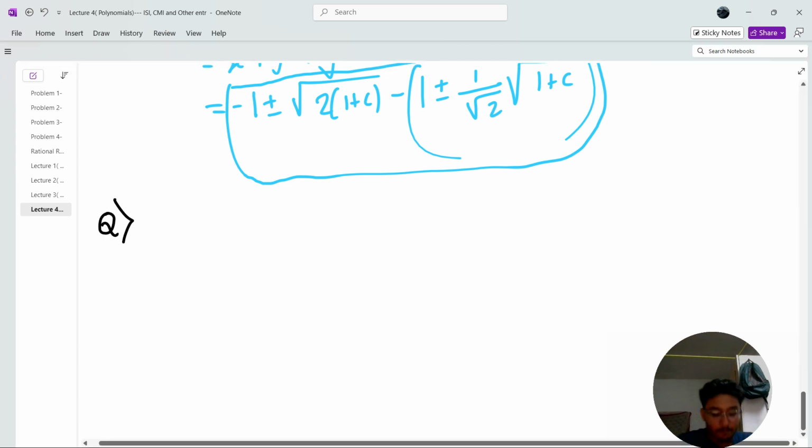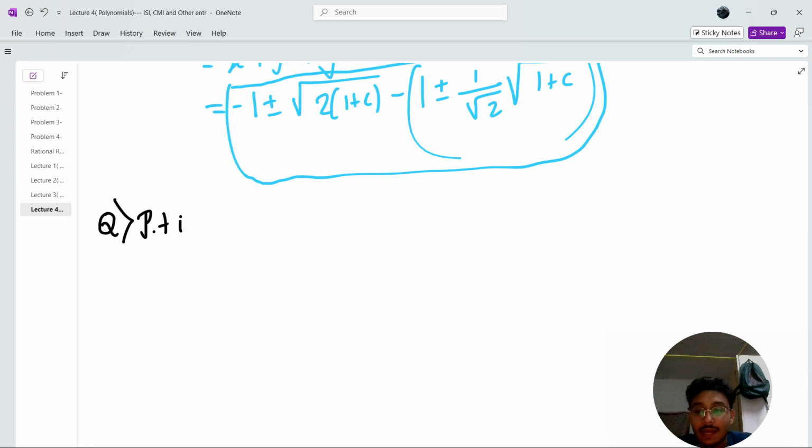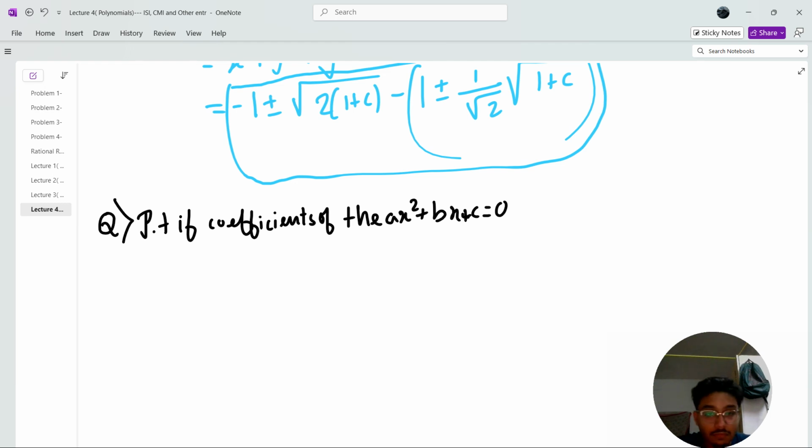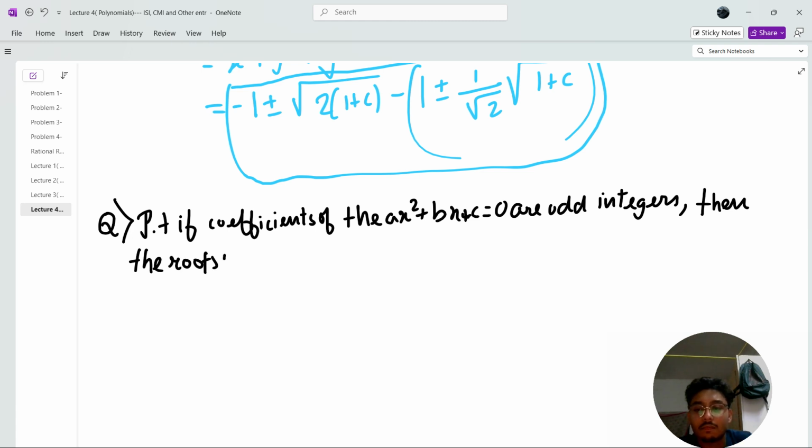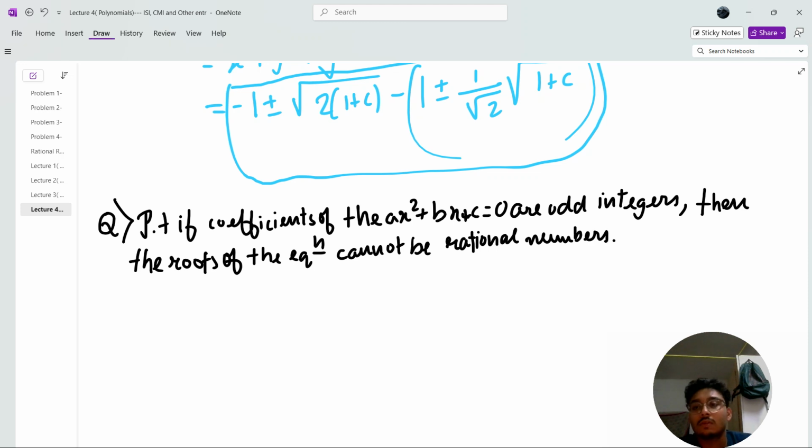Question. Prove that if the coefficients of the quadratic equation ax square plus bx plus c equals 0 are odd integers, then the roots of the equation cannot be rational numbers. So yeah, this is my question.